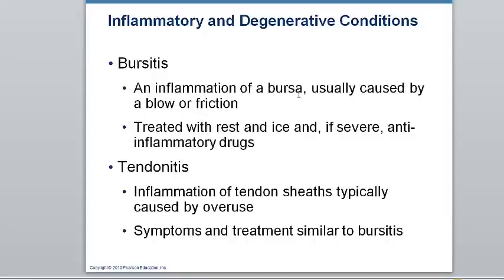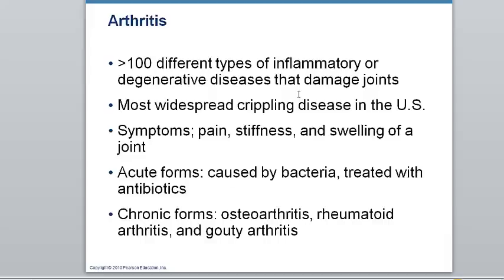We're going to start off with bursitis and tendinitis. The bursa actually helps to reduce friction. When that one is inflamed, because of increased motion, you end up having these problems. Tendinitis is mainly overuse. Arthritis is the next big topic. Arthritis, as we know, is very common. That's old age, and you get arthritis.